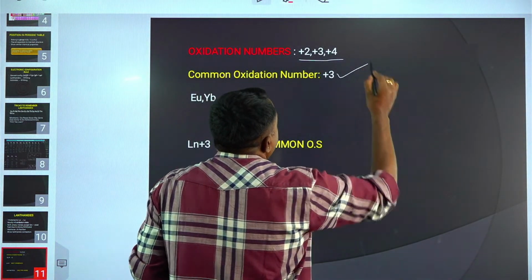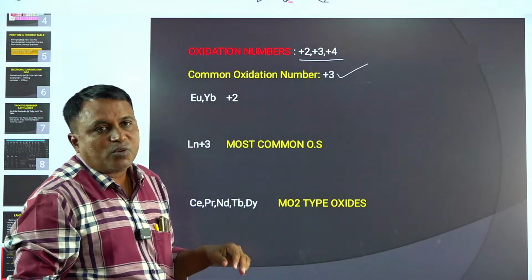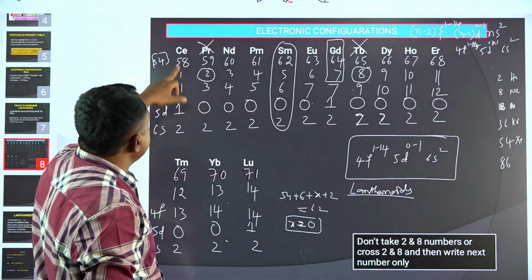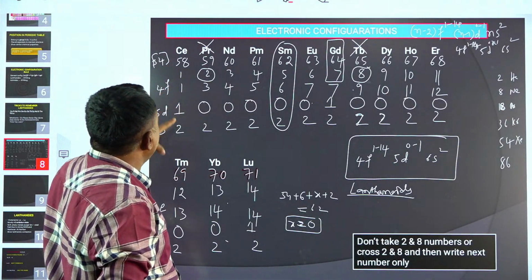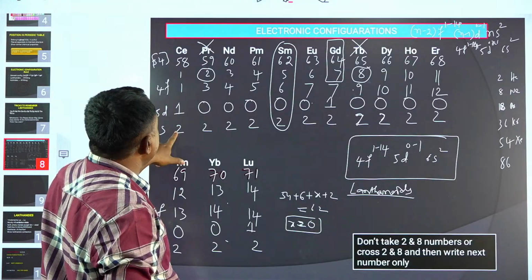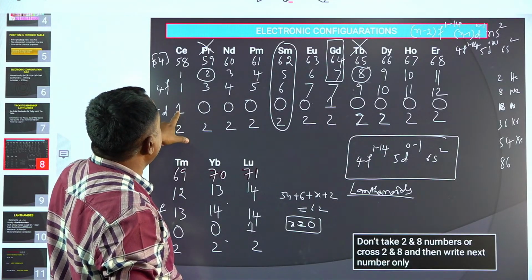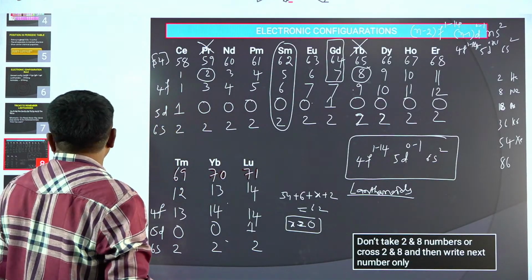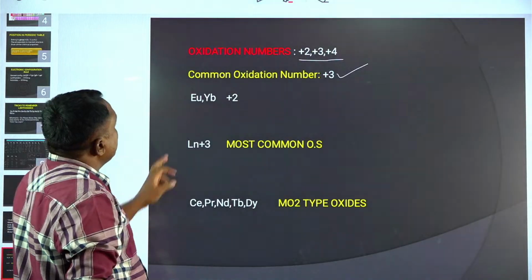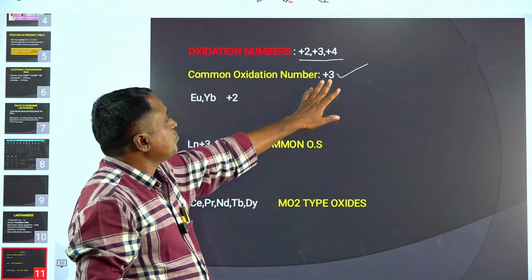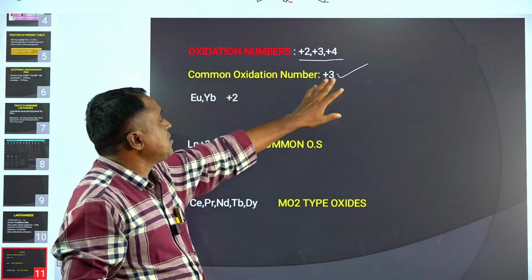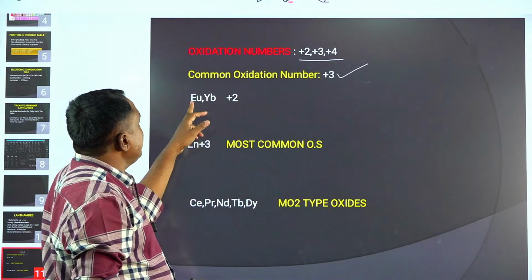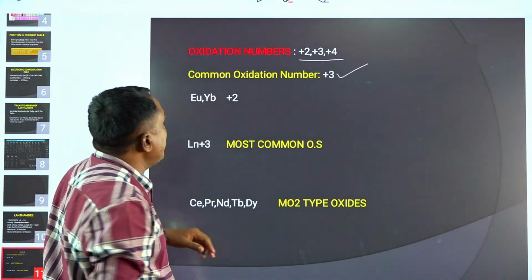Out of these 3 oxidation states, the common oxidation number, it is very important, is the +3 oxidation state. For example, if you take cerium, with the loss of 6s orbital 2 electrons and 5d orbital 1 electron, it shows the +3 oxidation state. So the common oxidation number is +3. By the loss of 3 electrons, lanthanide elements exhibit the +3 oxidation state.